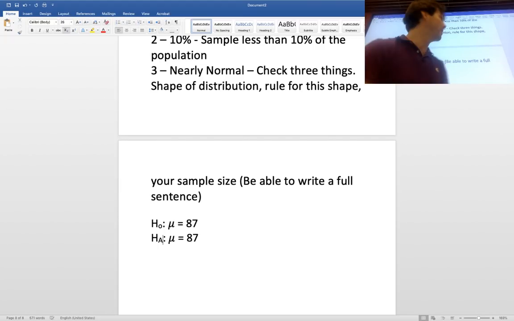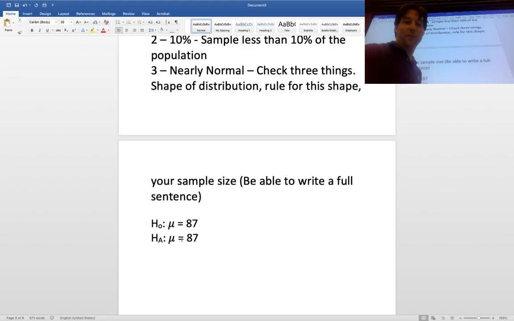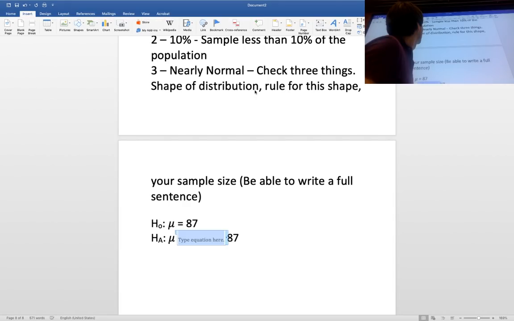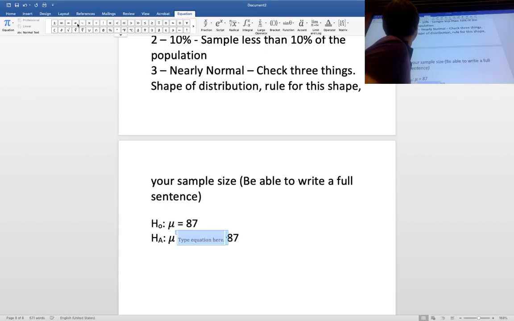Not equal to, because the question gave no preference. So the question did not give a sidedness to the question. So the question, whenever it appears, is going to be not equal to. And someone might say, why?